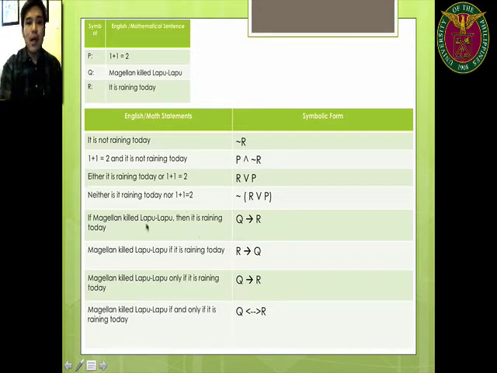Okay, next. If Magellan killed Lapu-Lapu, then it is raining today. It is easily represented by Q, then R. Or if Q, then R. Next, Magellan killed Lapu-Lapu if it is raining today. So here the condition is it is raining today, so it is if R, then Q.